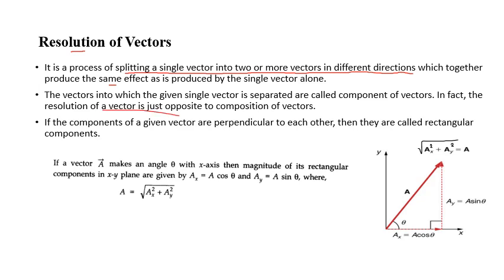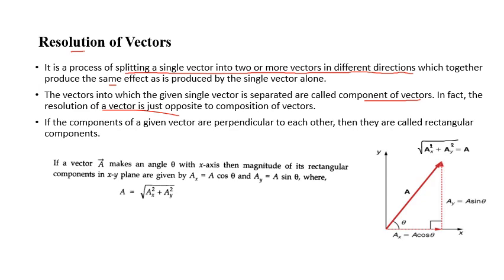Now, look at the second point. The vectors into which the single vector is separated are called components of the vector. From a single vector we divide into many vectors, isn't it? This process is called resolution of vector. The divided vectors are called components of vectors. In fact, resolution of vector is just the opposite of composition of vectors. Composition means joining the vectors, whereas resolution means dividing the vectors. Right. Then look at the third point.